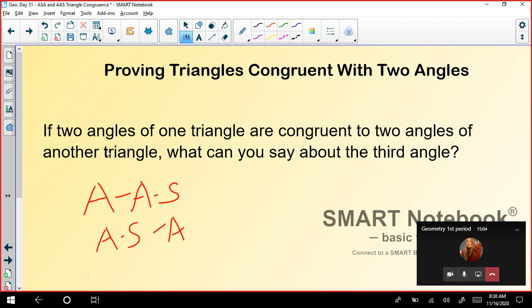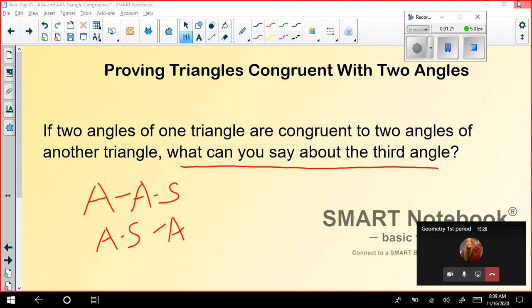Just try to think about this: if two angles in one triangle are congruent to two angles in the other triangle, what can you say about the third angle? Okay, use your chat and tell your answers. What can you say about the third angle?